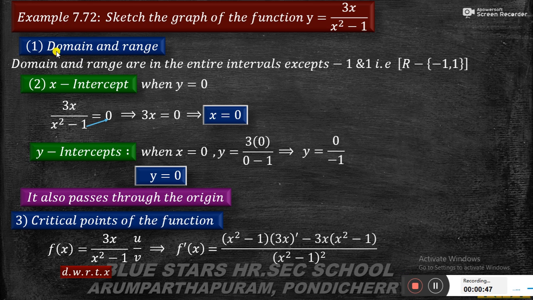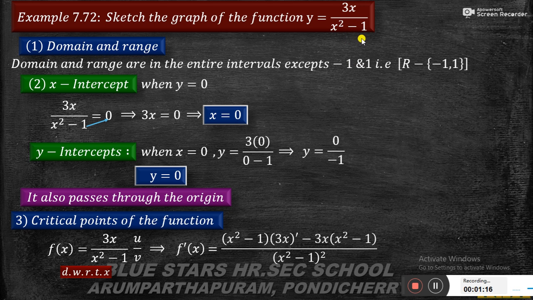So first I find out the domain and the range. The domain and range are in the entire real numbers except minus 1 and plus 1. So I take the domain of this function. To find the domain, first you equate the denominator to 0. Here the denominator is x square minus 1. So x square minus 1 equal to 0.